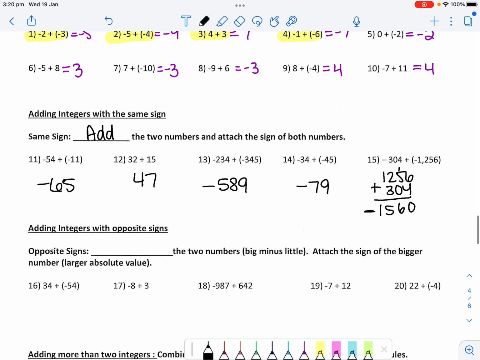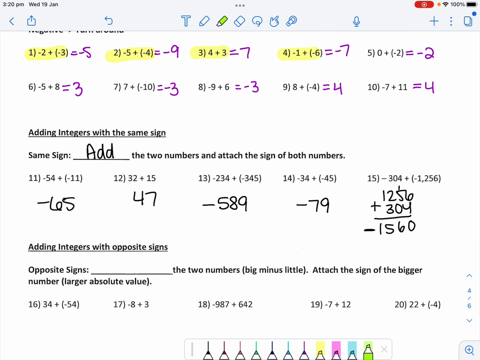If my integers had opposite signs, so like number 5, 6, 7, 8, 9, and 10, you should notice that we subtracted the values and that it kept the sign of the higher value. So you're going to subtract the two numbers. So big minus little, so you're going to do the bigger number minus the small number, and then you're going to attach the sign of the bigger number or the one that has the larger absolute value. Because remember, in negative land, bigger actually means smaller. But if the negative number is the one that is quote-unquote bigger, you're going to keep the negative.